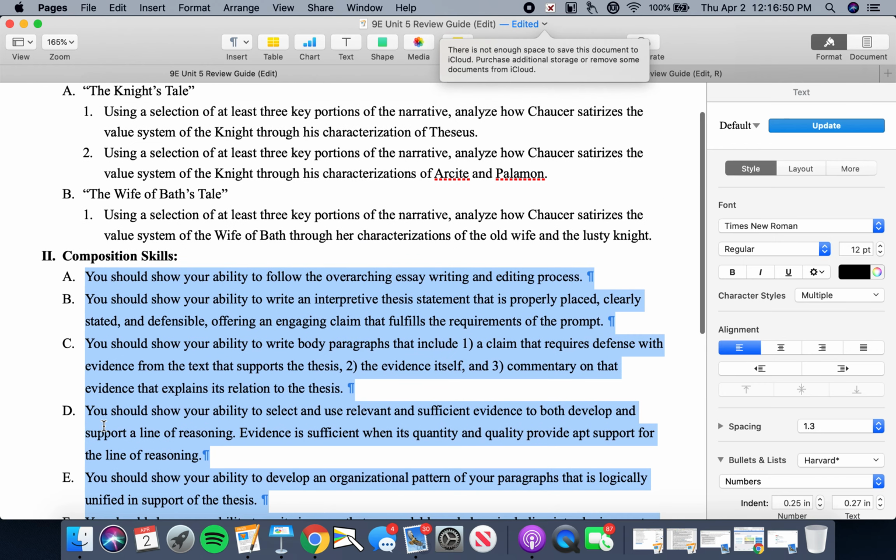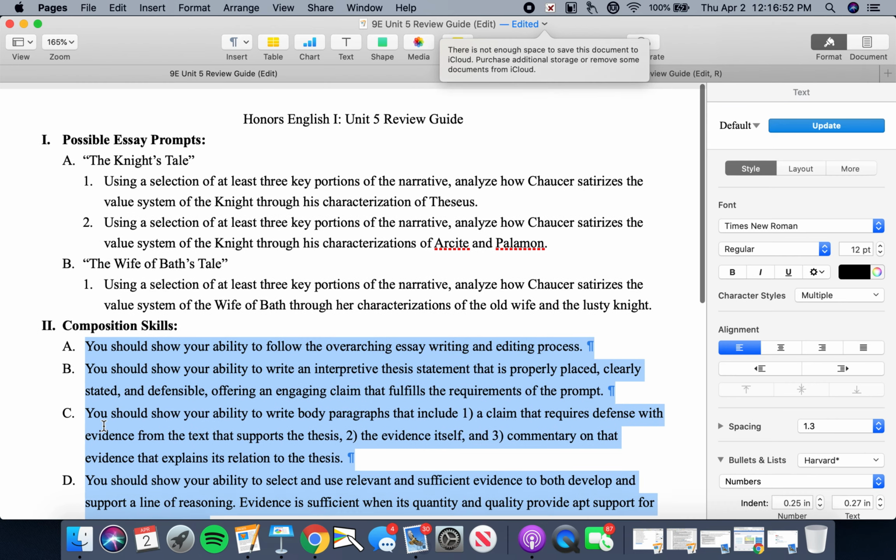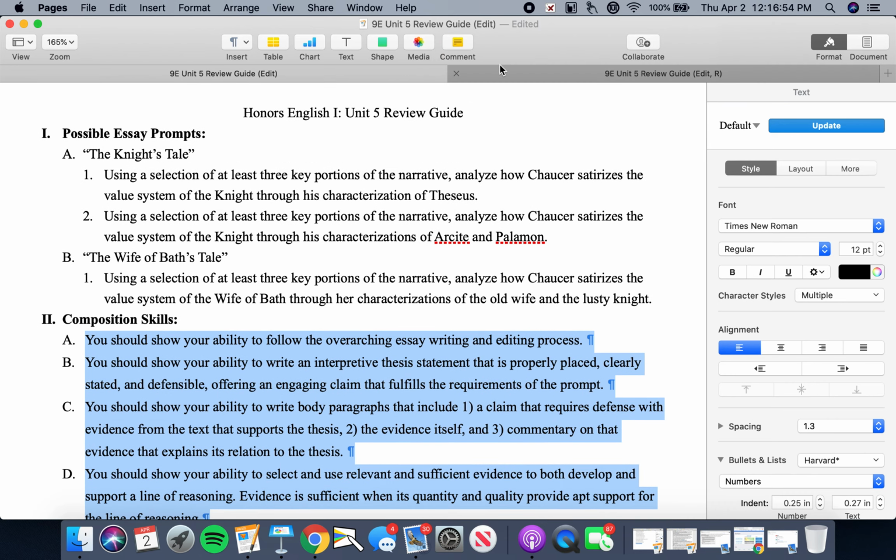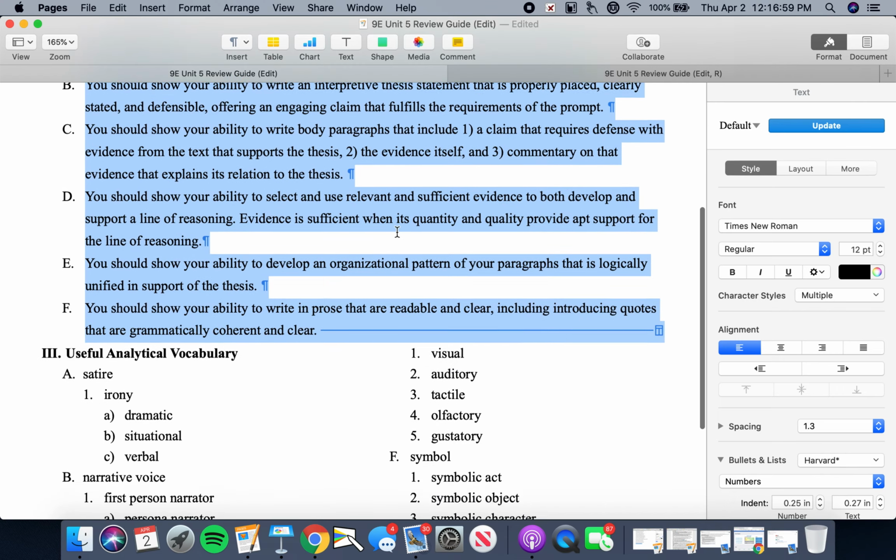And then finally, you need to get into the drafting process, working on that note card, making sure that you're outlining your essay.